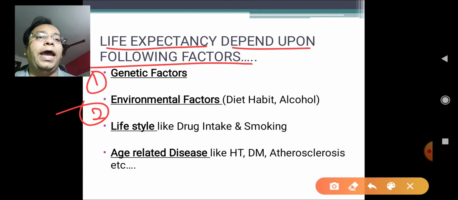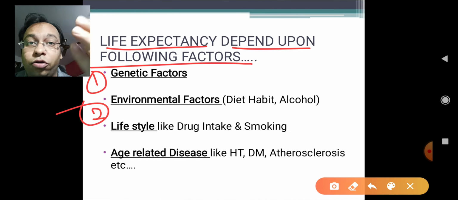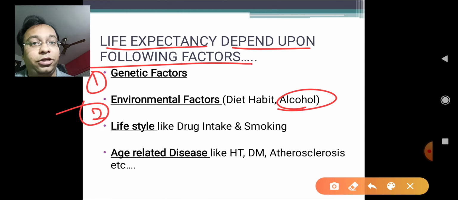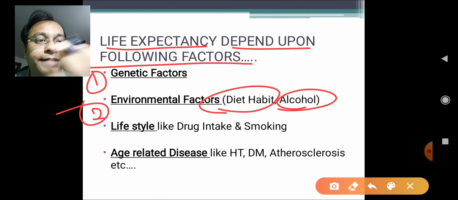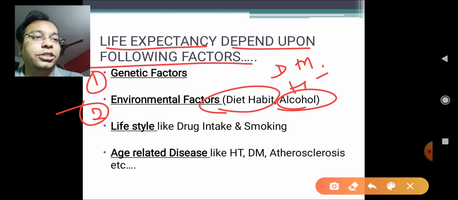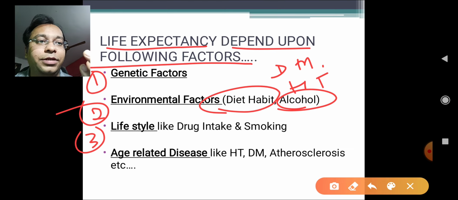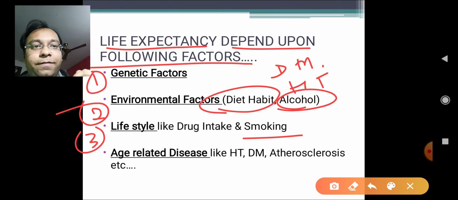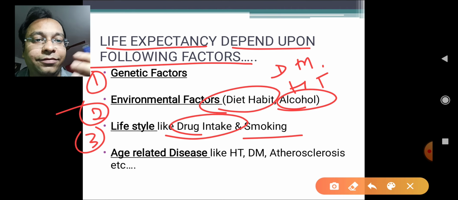The second factor is your environmental factor. It depends upon your dietary habits, it depends upon your alcohol intake, right? If you are an excessive alcoholic, then your liver gets damaged, and because of cirrhosis you may die. If you are taking excessive cholesterol food, not doing exercise, then with obesity you might have complications like diabetes, hypertension, and gradually life can end. And the third factor is lifestyle. As we have discussed, if you have bad lifestyle habits like alcohol, then smoking, etc., bad lifestyle can reduce the lifespan. Drug intake is also included in lifestyle.